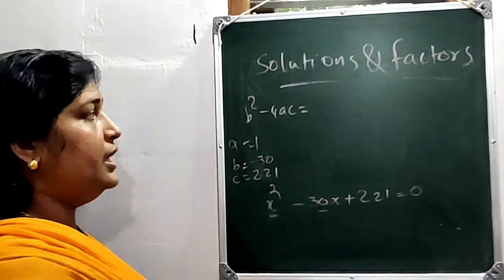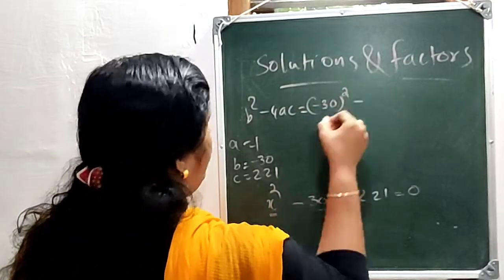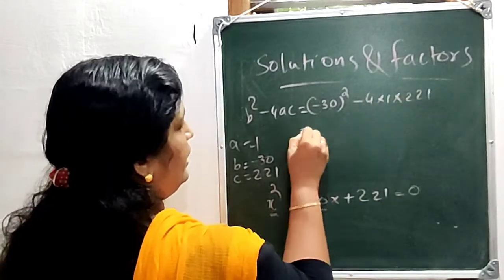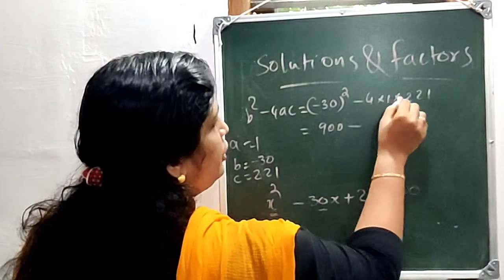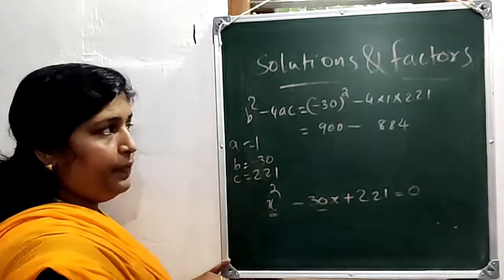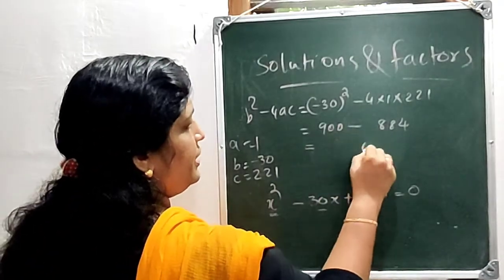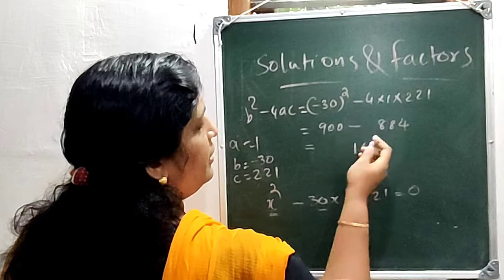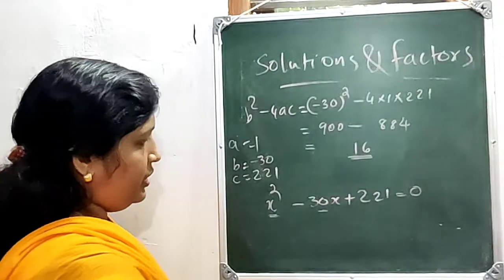So b square minus 4ac is equal to negative 30 square minus 4 into 1 into 221. 30 square is 900, minus 4 into 1 into 221. 4 into 221 is equal to 884. So 900 minus 884 is equal to 16. That is, b square minus 4ac is equal to 16.